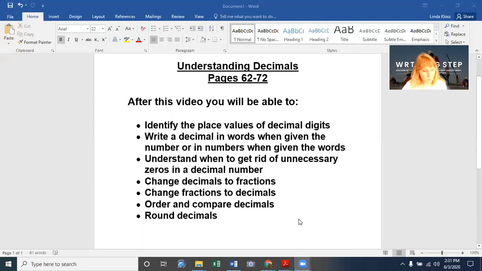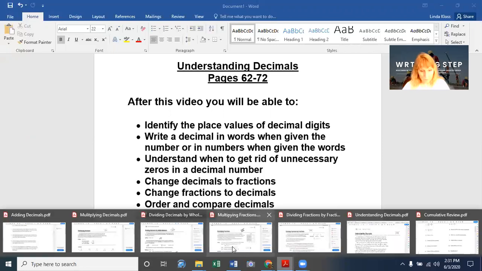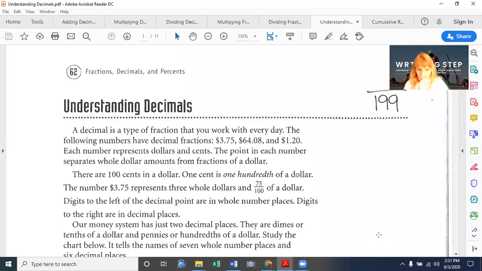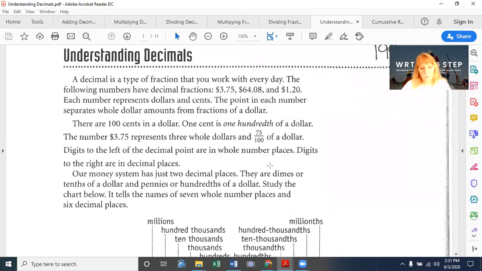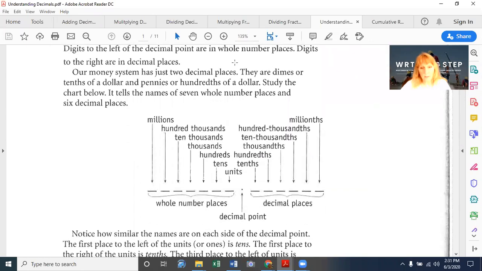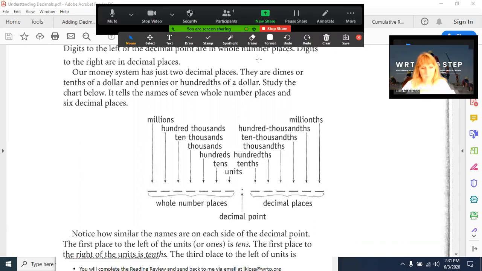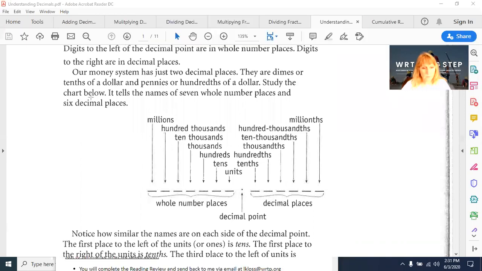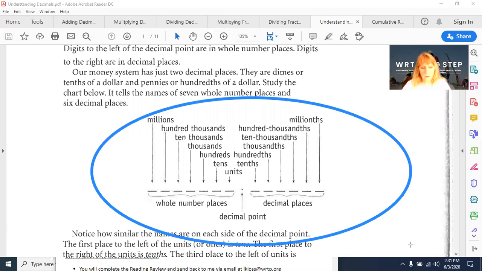So let's get started. We're going to go to page 62 for our start. Let me pull that up for us. Okay, here's page 62. And the first thing about decimals to understand is the place value. I'm going to circle that. So right here is the place value of decimals.